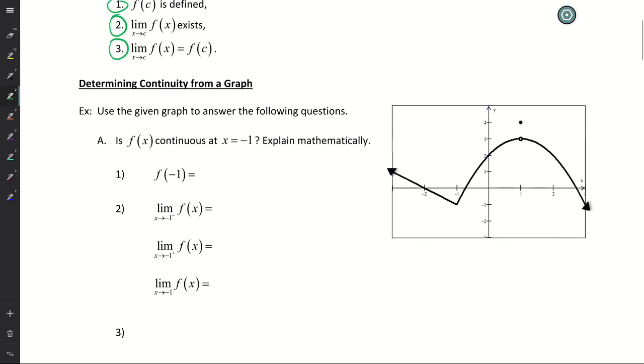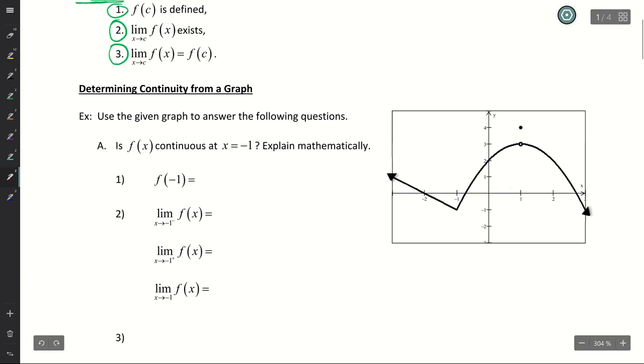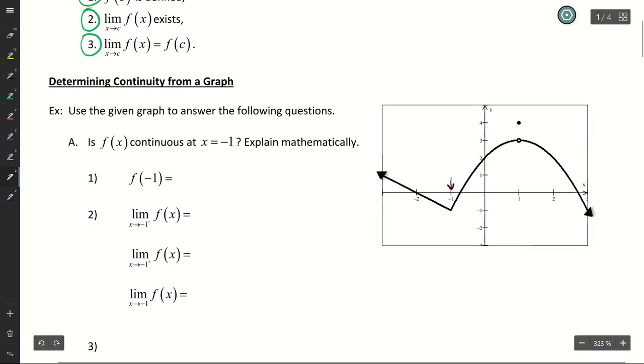So the first question is, what's the function value of f of -1? If we go over to our graph and look specifically at -1 as the x value, we're looking here. It looks like at the function value at -1, there'd be an ordered pair there. So it looks like that actual function value is -1.